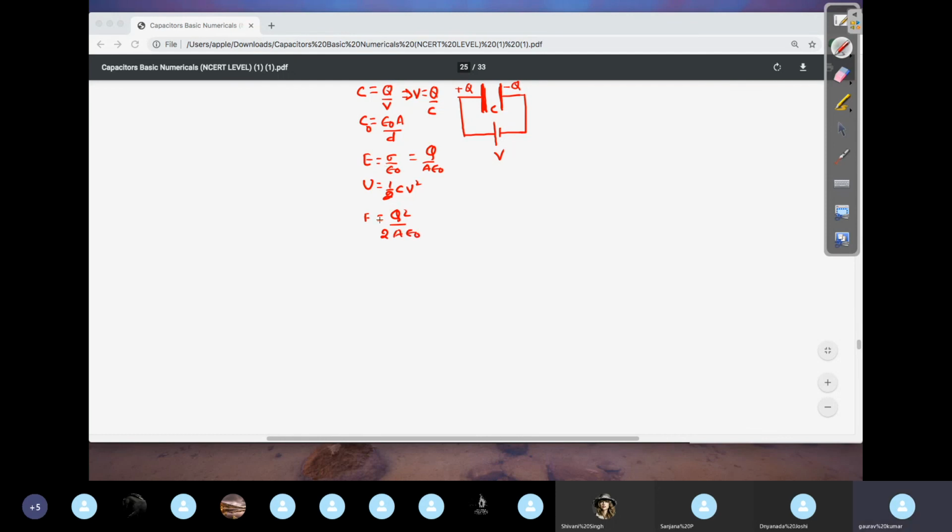Right, so all these formulas are standard formulas which you should always keep in mind as far as a capacitor and battery circuit is concerned. You must know these basic concepts. This is the basic that you should always keep in mind. I'll just write it here again.